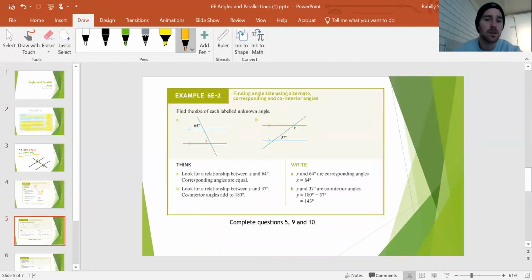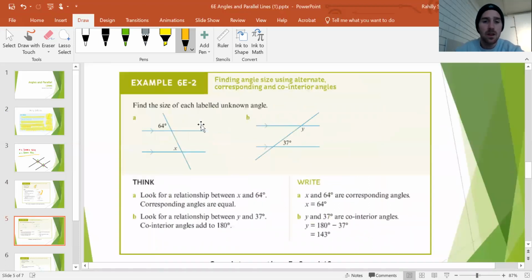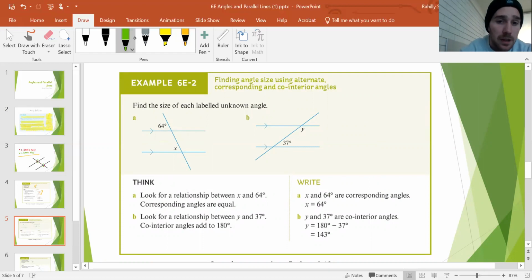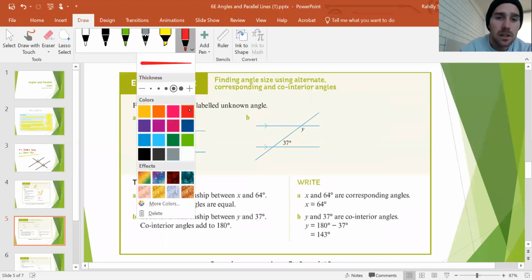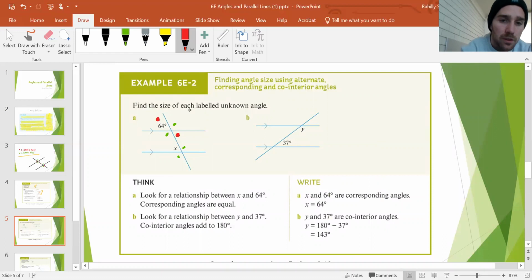Now, this is where that drawing that I made comes in handy quite a bit. If we're finding the size of each unknown angle, draw your colors in, because it'll easily show you what the answer is. If our red dot here is 64 degrees, this red dot here is going to be 64 degrees because they're the same angle. So there you go, x is 64 degrees.